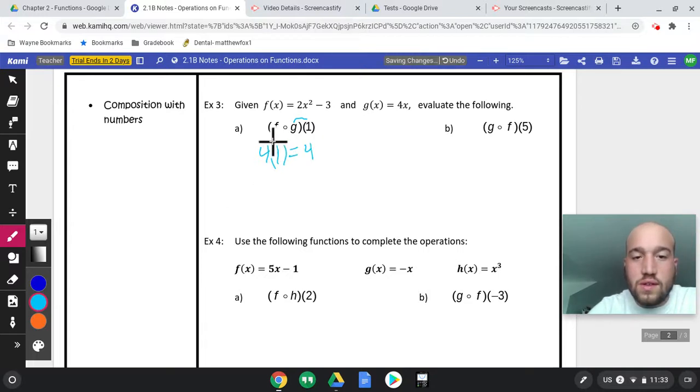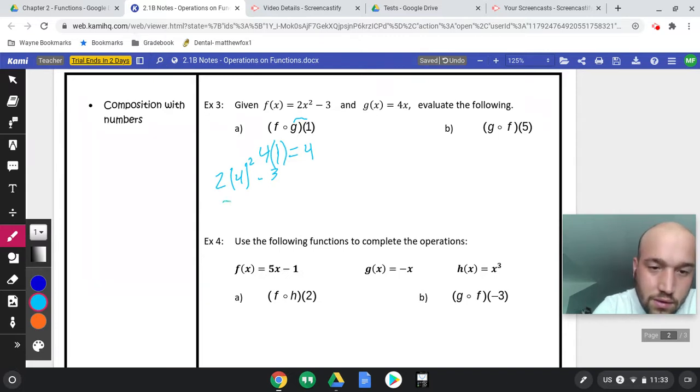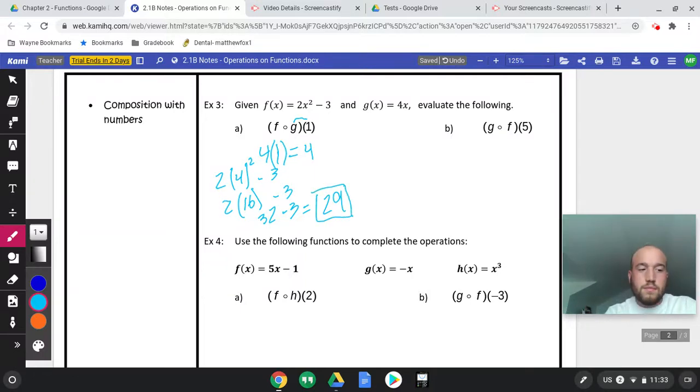So now, since it's f of g of 1, we plug the 1 into g, so g of 1 gives us 4, so we can plug that into the f of x. Okay, so in our case, it'll be 2 times 4 squared minus 3. So now, 4 squared we know is 16, so 2 times 16 minus 3. 2 times 16 is 32, minus 3 results in 29.